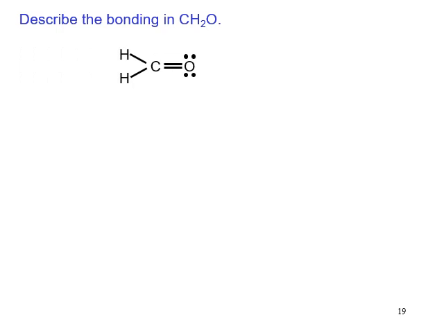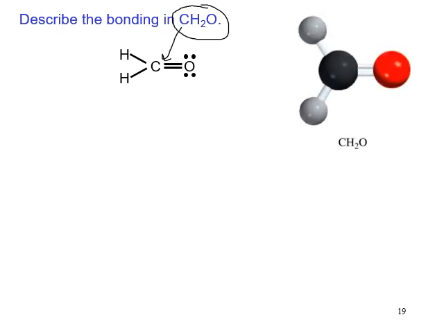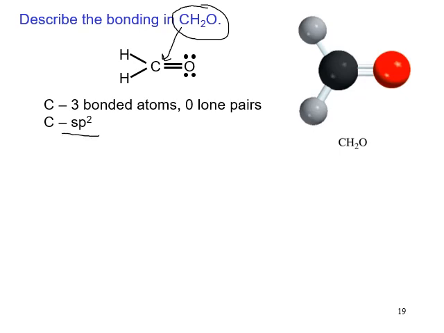Now, how you would know how to put this together, recall the least electronegative would go in the middle. There it goes, surrounded by the other atoms. Now, it looks like I've added all the electrons in here. The question is, what is the bonding in here? Where are the sigma bonds? Where are the pi bonds? There are 3 bonded atoms and 0 lone pairs, so it must be sp2.